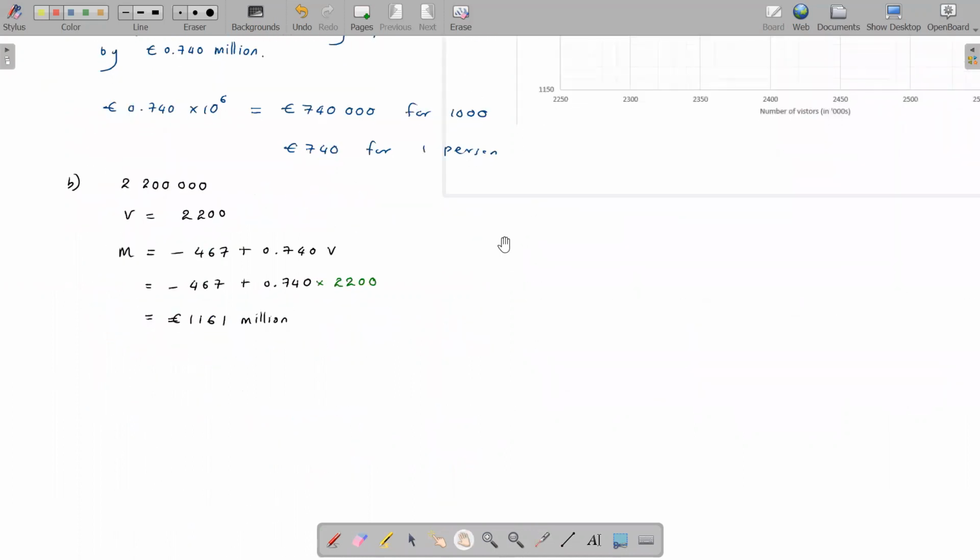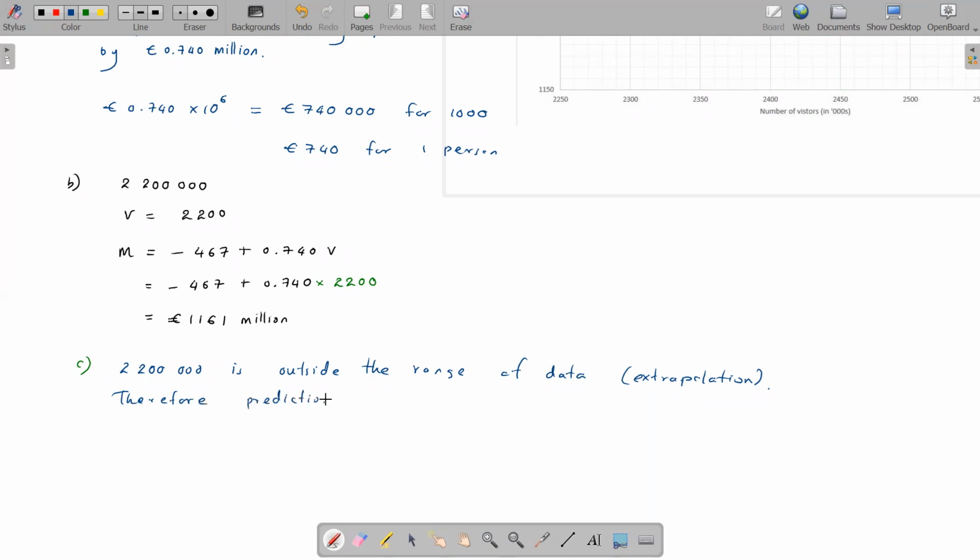So you can say for part C, 2,200,000 is outside the range of data. Outside the range of data, or in other words, it's an extrapolation. Therefore, the prediction, the prediction means the M value you get. Okay, the M value we get is our prediction. Therefore, the prediction is unreliable. All right, guys, is this clear?